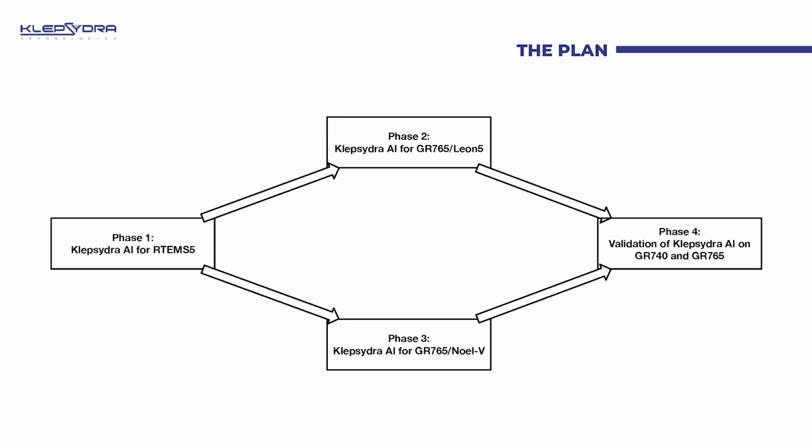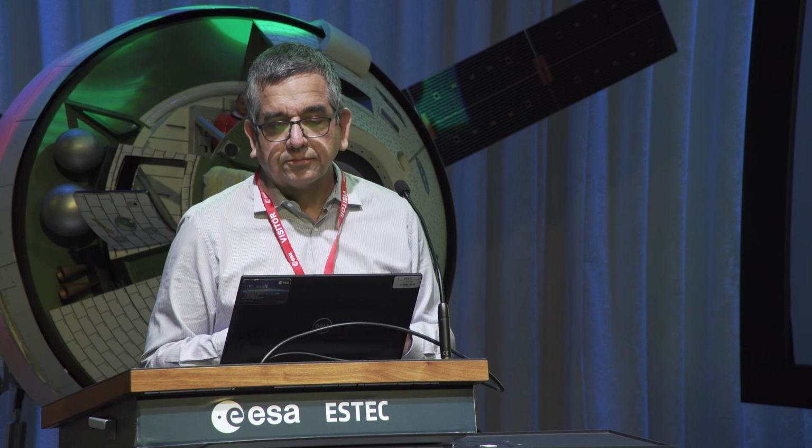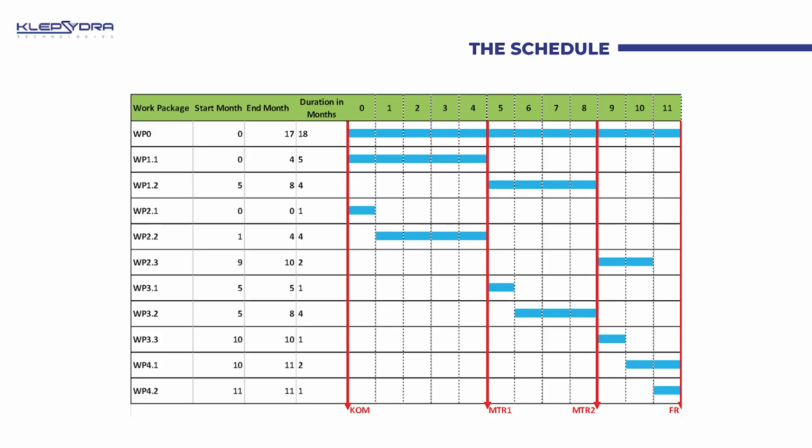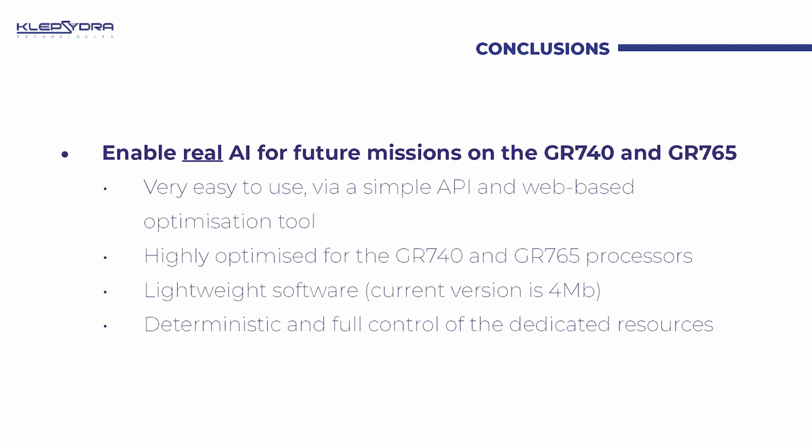So the plan is first to do the Artemis 5 porting, so the multi-threading API, followed by the Leon 5 instruction set translation, and finally the validation. So this is our current plan. The goal of this project is to complete it in 12 months. It's quite ambitious, so we need to have a number of people working on this project in order to achieve this goal.